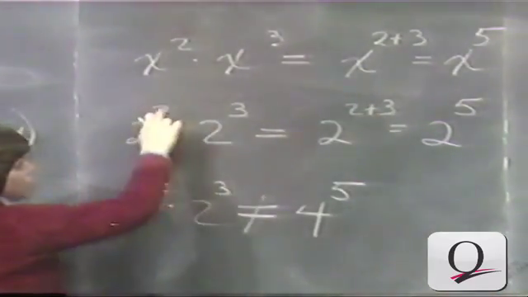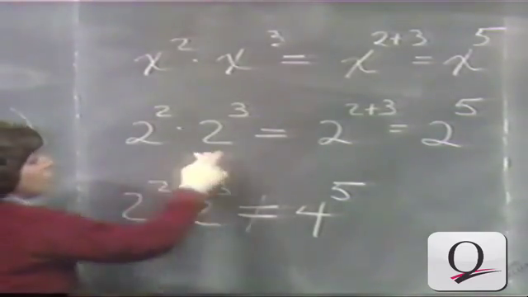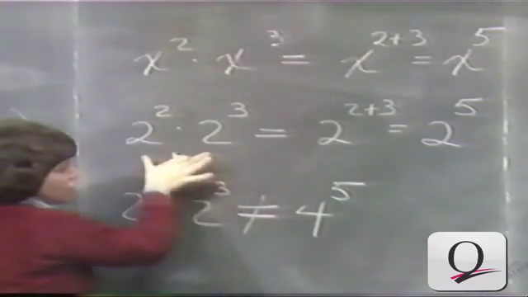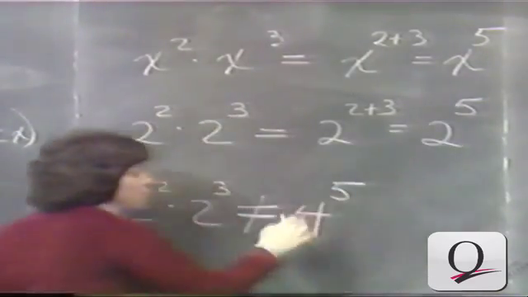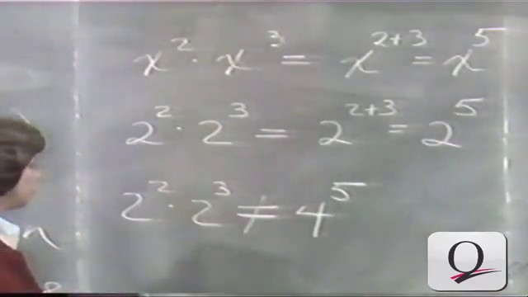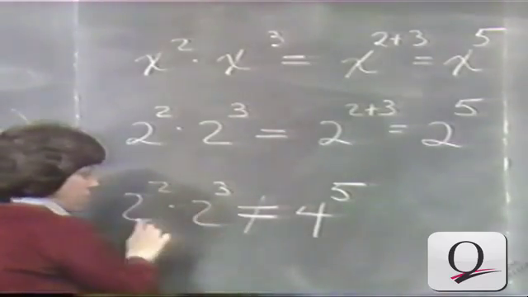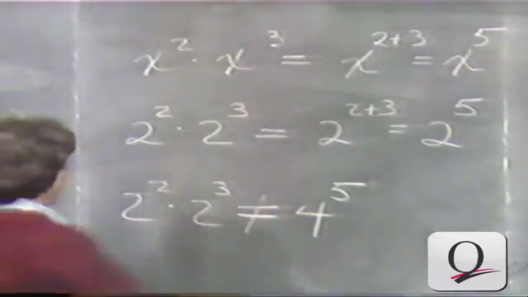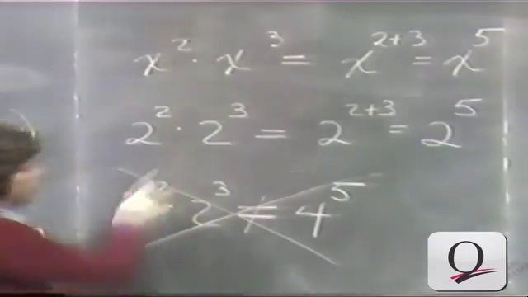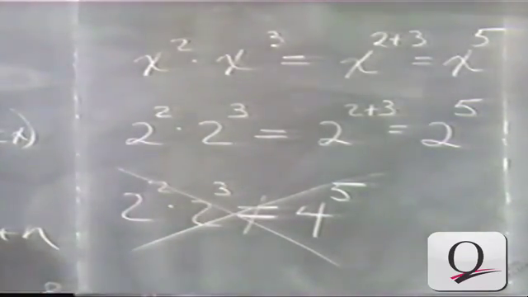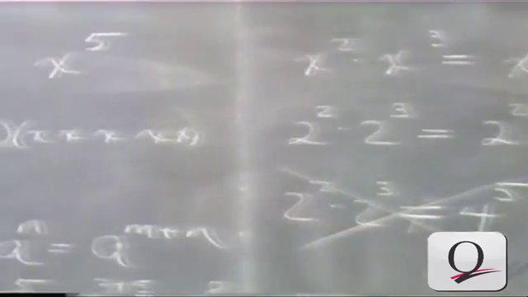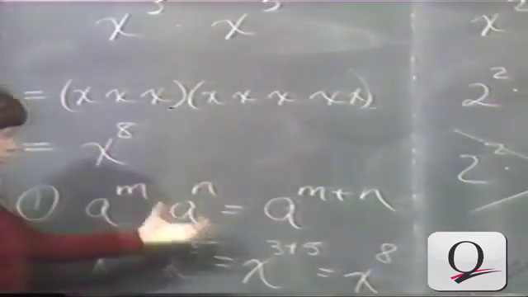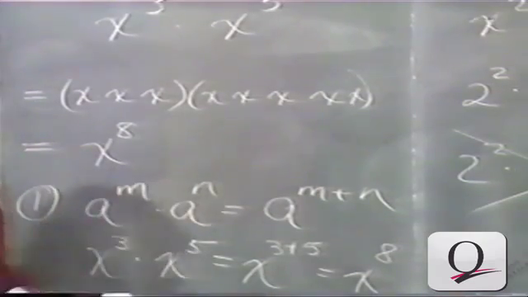Remember, 2 squared is really 4. It's 2 times 2. 2 cubed is 8. 4 times 8, that's 32. That's 2 to the 5th power. 4 to the 5th would be way too large here. So don't multiply the bases. Keep the base and add the powers. This is not the way to do it. That is. So this is our first rule for exponents. When you're multiplying and you have the same base, you keep the base and you add the powers.